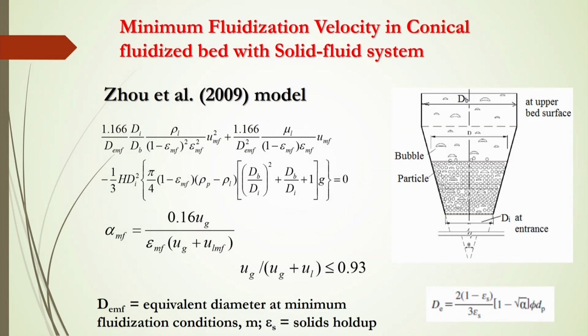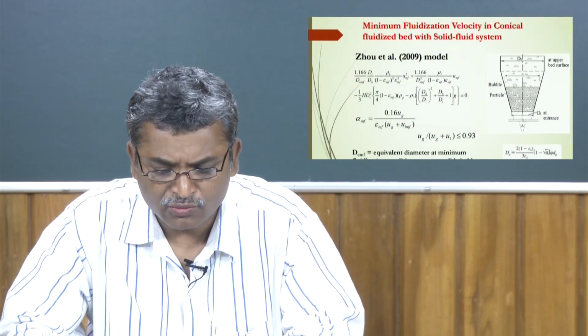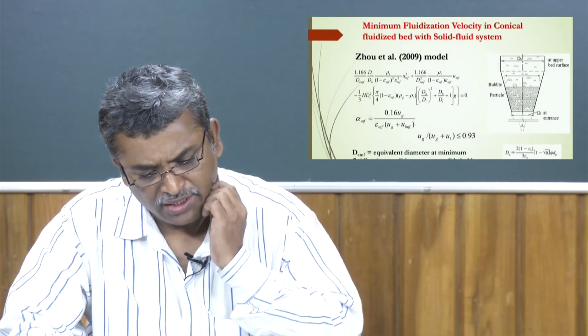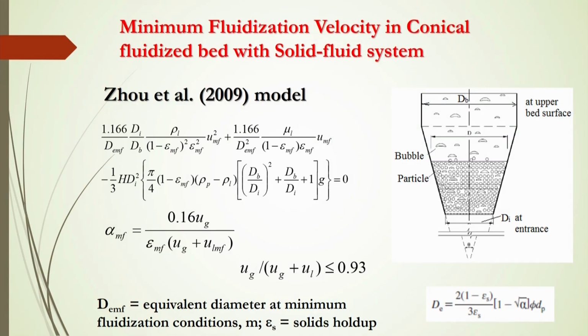Now, what should be the minimum fluidization velocity in a conical fluidized bed with a solid-fluid system? See, there are different types of fluidized bed systems, and the conical fluidized bed is also an important one. There are some advantages of this conical fluidized bed system. Here, you will see that from the bottom, the conical part will be at this location, and in this conical system there are two diameters: dB, the upper bed surface diameter, and di, the lower part of the conical portion, the diameter at the entrance.